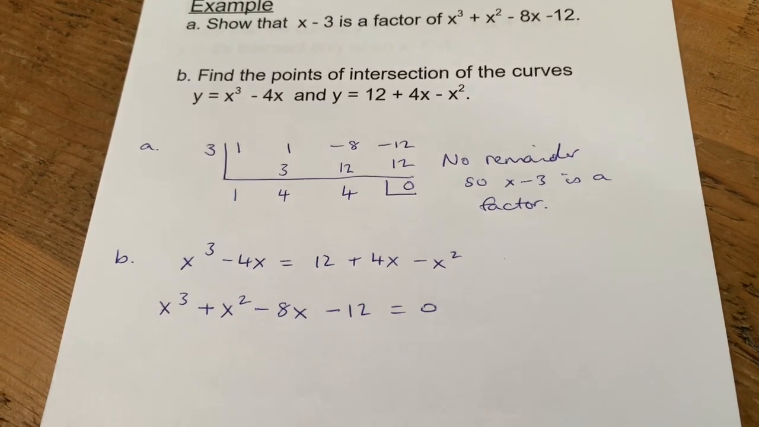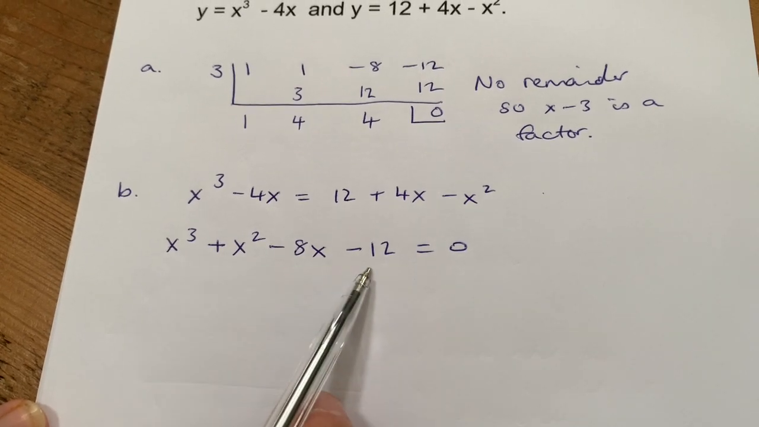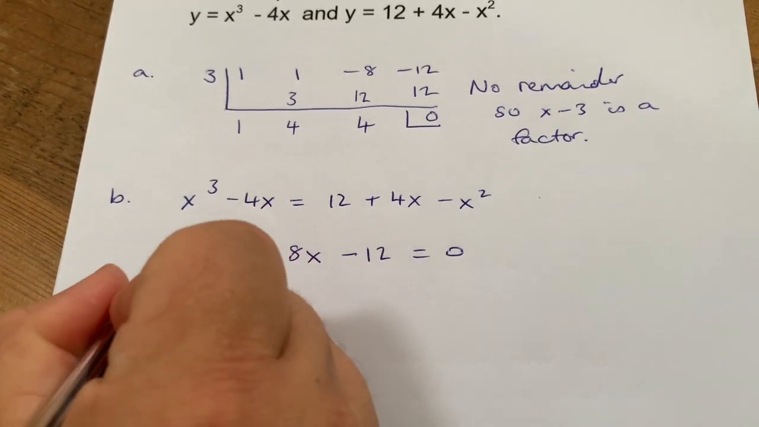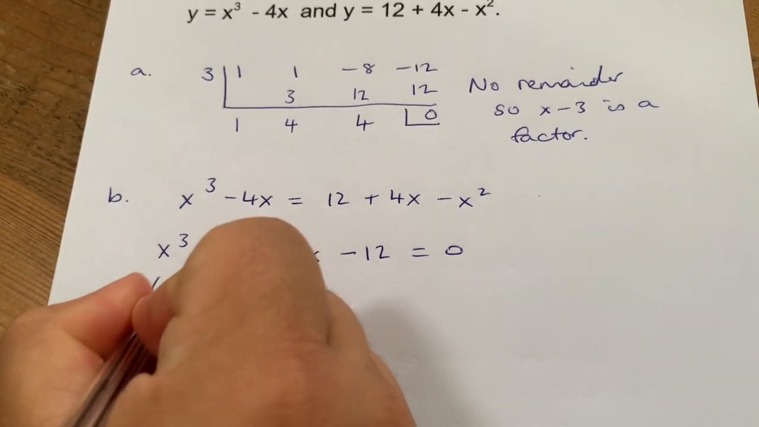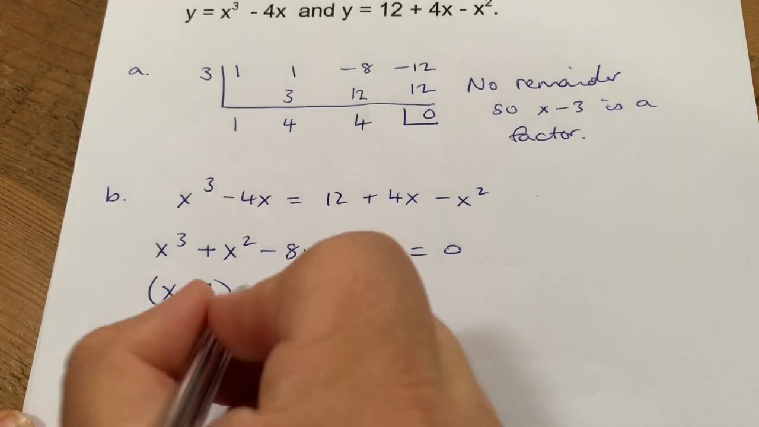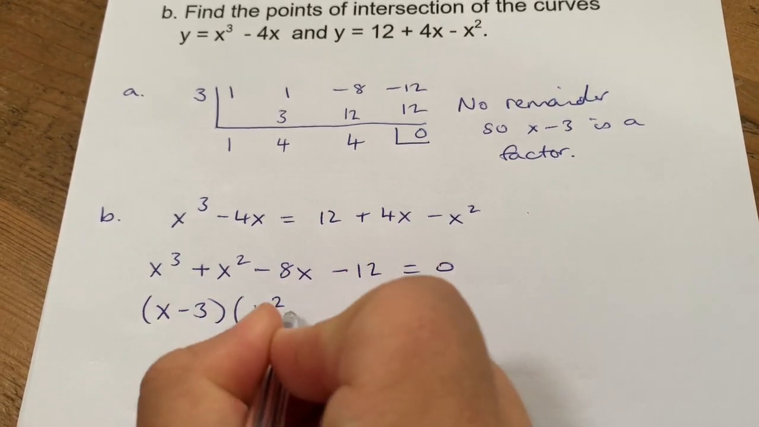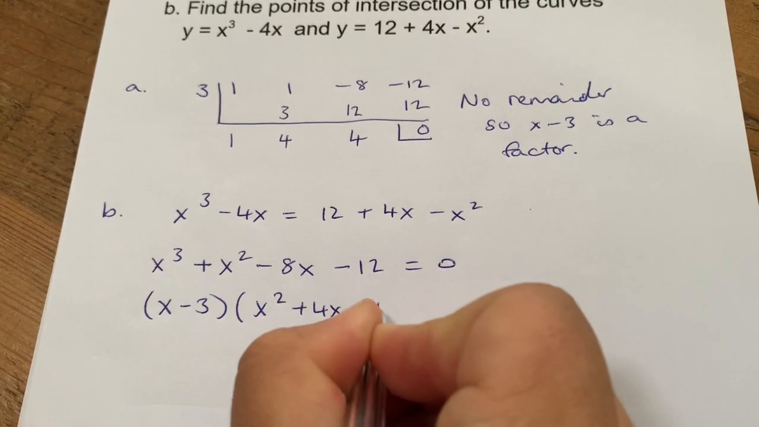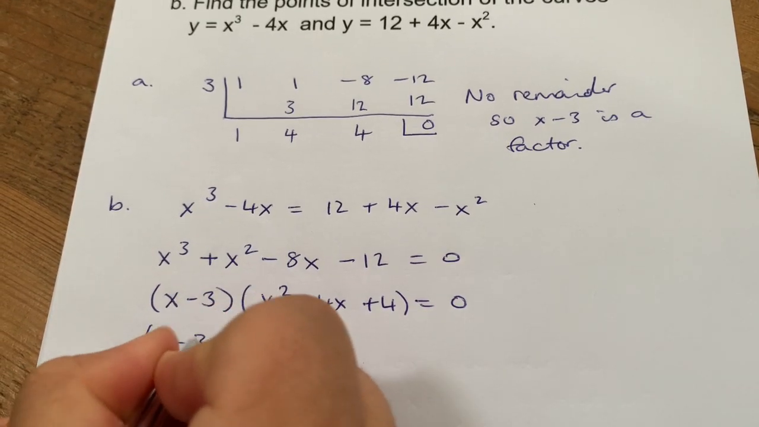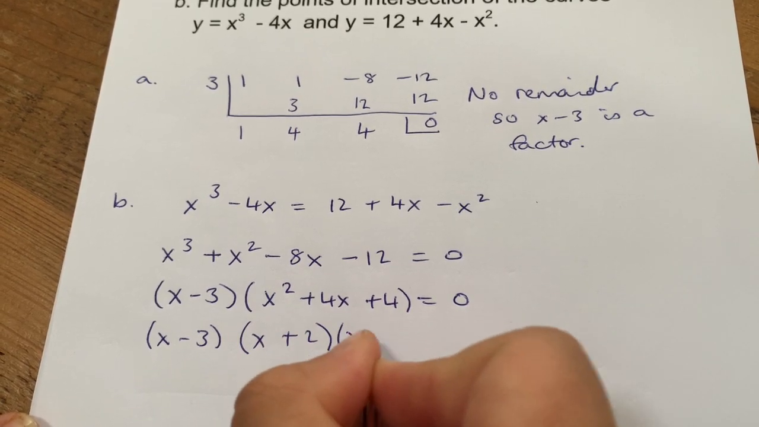Okay, so therefore, because that's the same as what I had in part A, I can then continue to write this. Now there's no need to do the synthetic division again, but I know that x minus 3 is a factor of this, so therefore I can write that down. And then my second bracket I get from the synthetic division. So I've got my x squared plus 4x plus 4 equals 0. And then I can go on and factorize that expression to x plus 2, x plus 2.